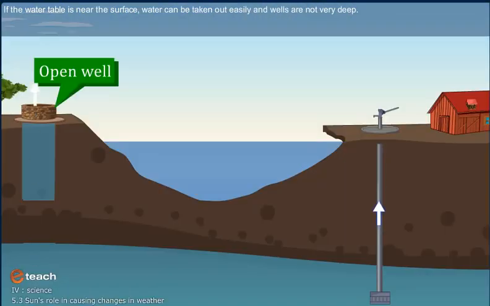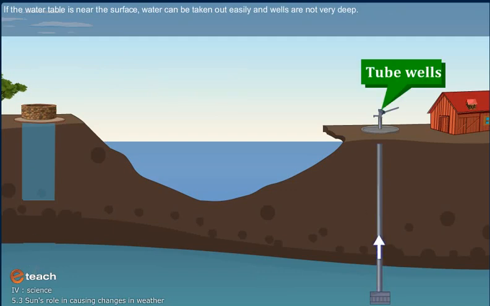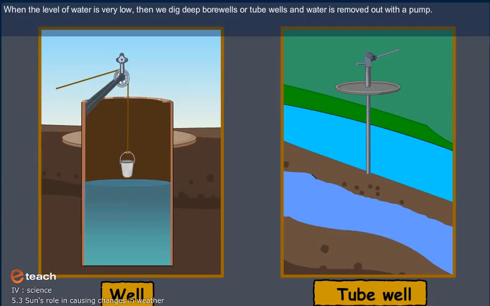If the water table is near the surface, water can be taken out easily and wells are not very deep. When the level of water is very low, then we dig deep bore wells or tube wells and water is removed with a pump.